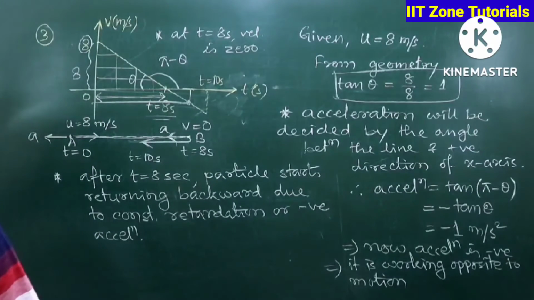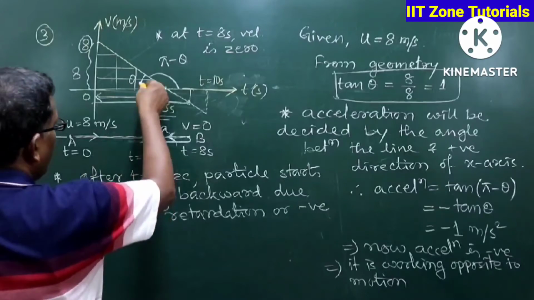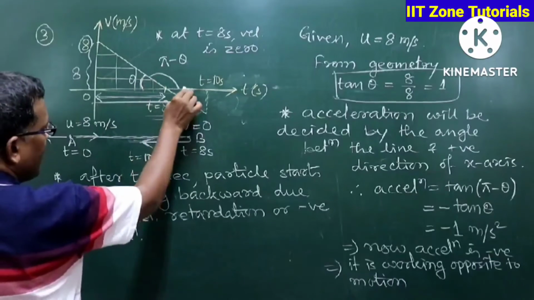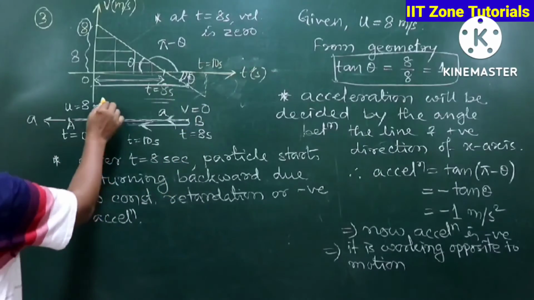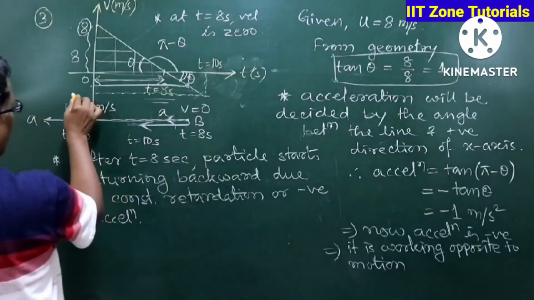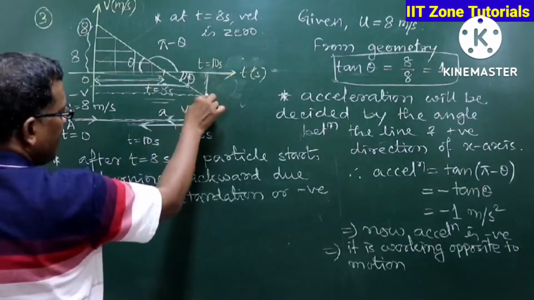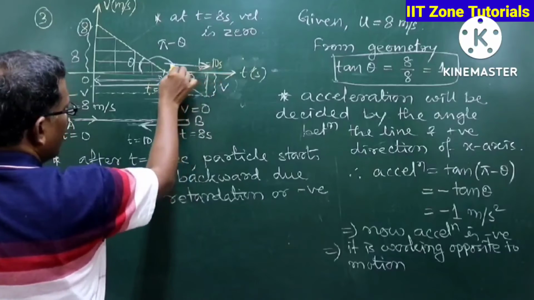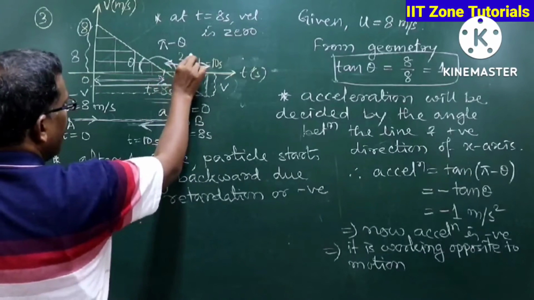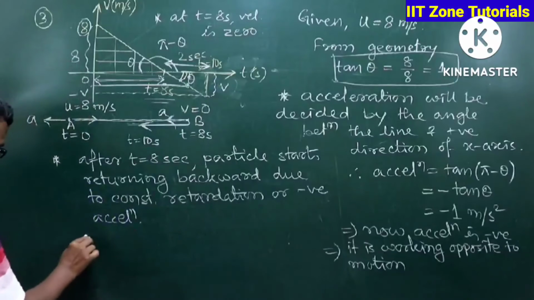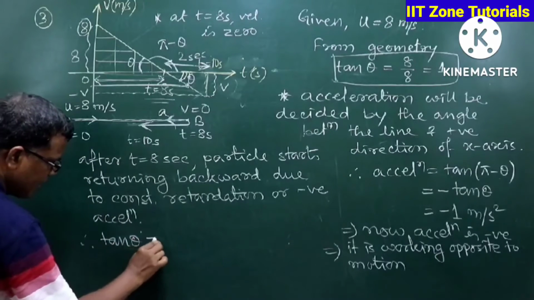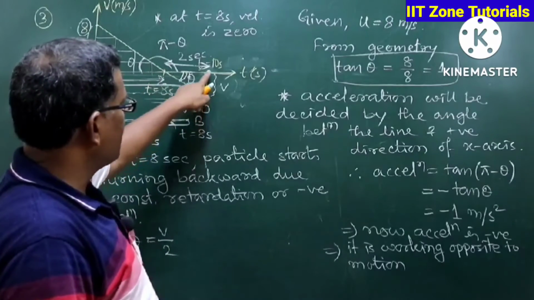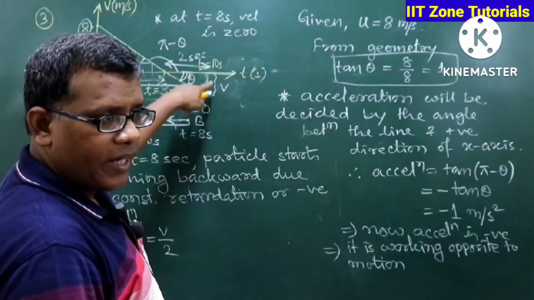So I asked about the velocity value at 10 seconds. Being that it continues with the same magnitude of acceleration, numerically this theta and this theta will remain the same. Therefore, if I assume the velocity value is something negative at t equal to 10 seconds, then this part is V, and this part of the interval from 8 seconds to 10 seconds is 2 seconds. So we can write tan theta as V by 2, right? For this last right angle triangle which appears below the time axis.